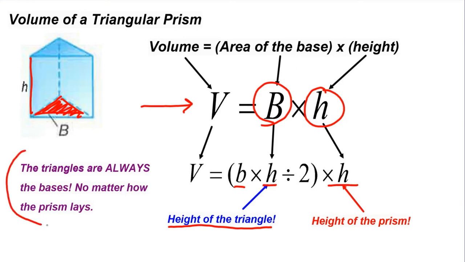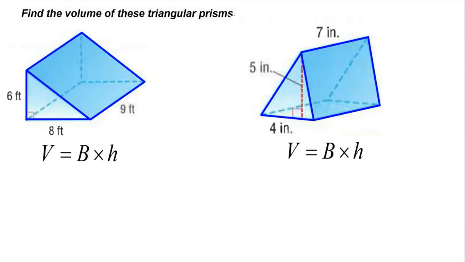The triangles are always the bases, no matter how the prism lays. Okay, if it's this prism we're laying down flat on its rectangle side, so it kind of looked like a tent, the triangles are still the base. Don't automatically call the bottom shape the base when we're talking about triangular prisms. The triangles are always the bases. So let's take a look at some examples of these and try to find their volumes.